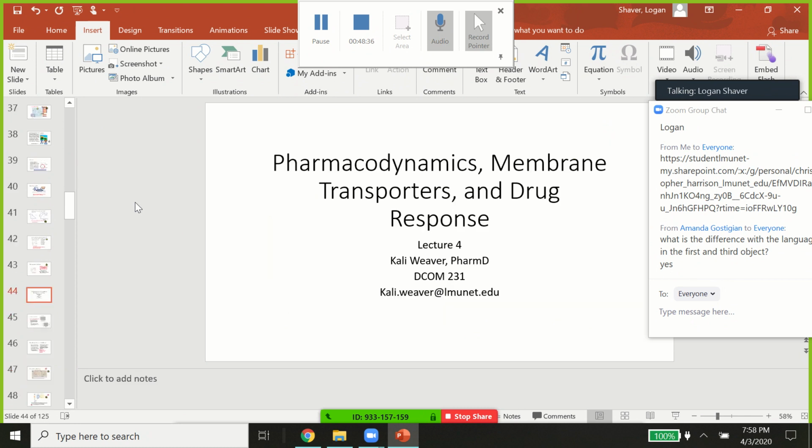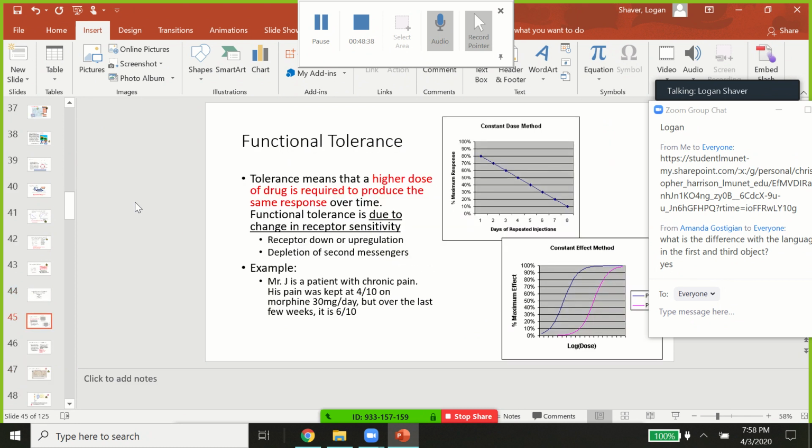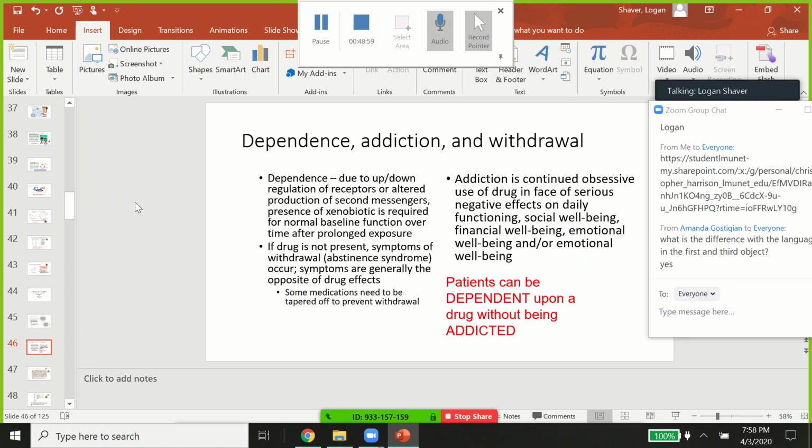All right, now on to lecture 4. This one's a pretty easy concept. I know you've heard of tolerance before, probably even as an undergrad. Tolerance means a higher dose is required to produce the same effect. That's pretty simple. I just included it because it was red tape. Once again, kind of a simple, obvious thing.